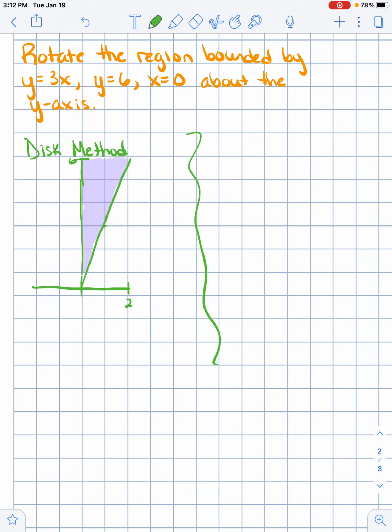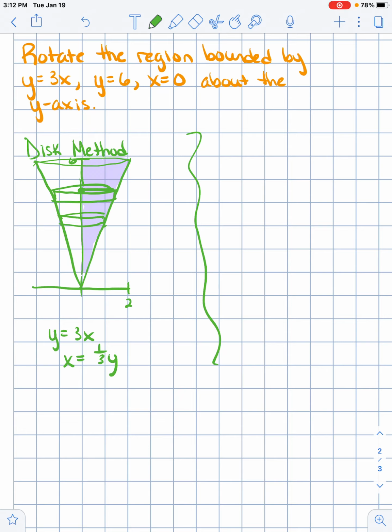So if I were to rotate this around the y-axis, I'm going to duplicate my line. I'm just going to reflect it and then make it look like this. Each of my little representative cylinders that are going to be stacked look like this. In order to find the radius, I need to solve this equation, because right now I have y equals 3x, so I need to write this as x equals 1/3 y.